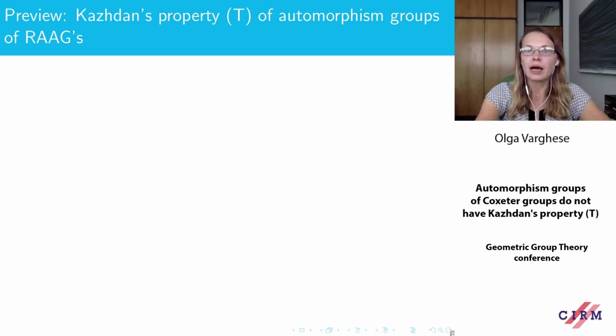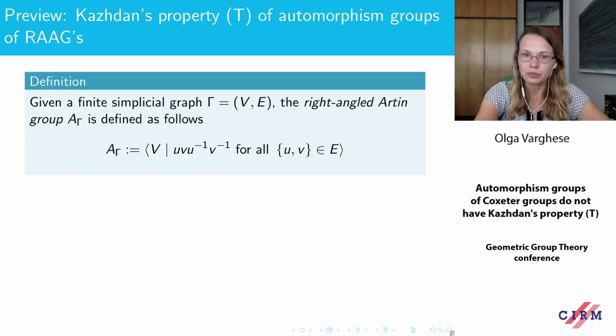A very interesting class of groups is the class consisting of right-angled Artin groups. So let us give a quick definition. Given a finite simple graph gamma, the right-angled Artin group A gamma is defined as follows. The generating set is equal to the vertex set of the graph, and for each edge in the graph we have one relation. So for each edge uv we have the relation u v u^-1 v^-1.